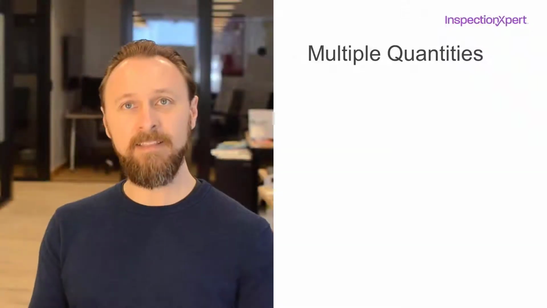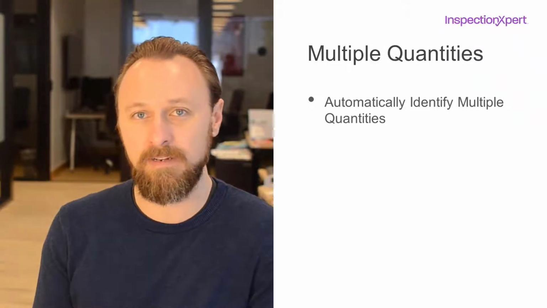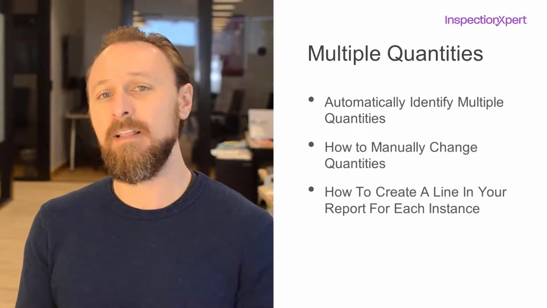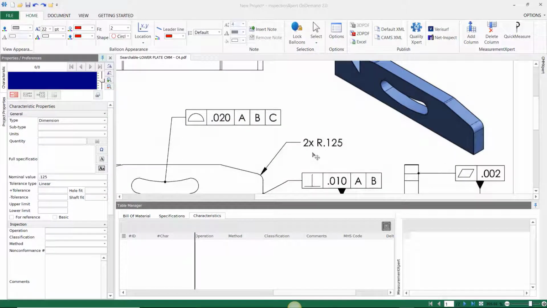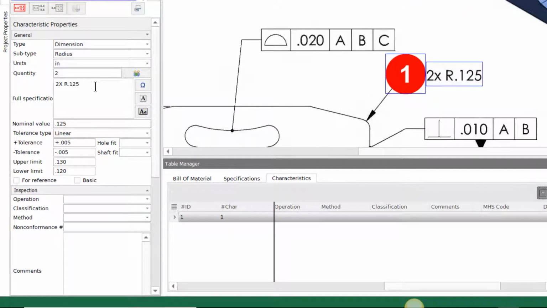Now you can add operations, methods, and classifications to your balloon characteristics, create custom fields, and add custom values to your drop-down lists. In this video, I'll be showing you how InspectionXpert can automatically identify multiple quantities, how you can manually change the quantities, and how to create a line in your report for each instance. When a characteristic is preceded by a number and an X, like this 2X, InspectionXpert will recognize this as a multiple quantity and set the quantity accordingly.